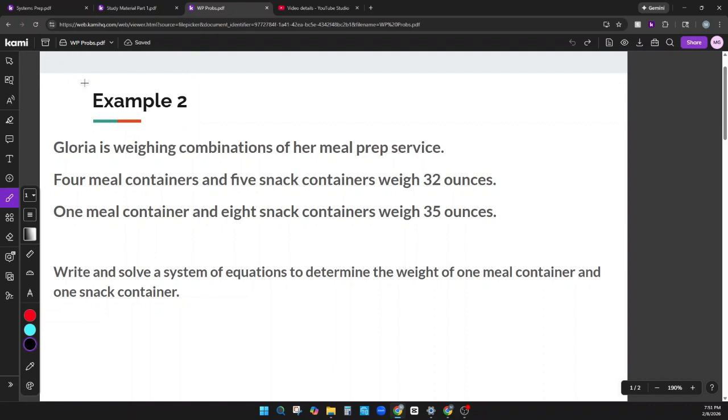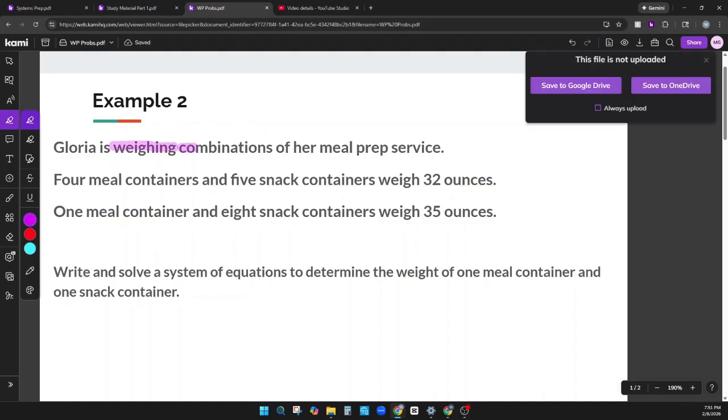So as far as studying material, we're just going to be using that. Okay. So what we are going to do is break down the problem and try and understand what exactly is being talked about here. Gloria is weighing combinations of her meal prep service. Okay, this is just giving context. We're talking about meal prep and service, and making some sort of combination, and we're talking about weighing these combinations.